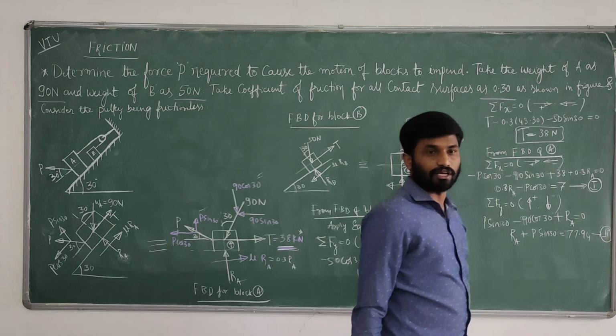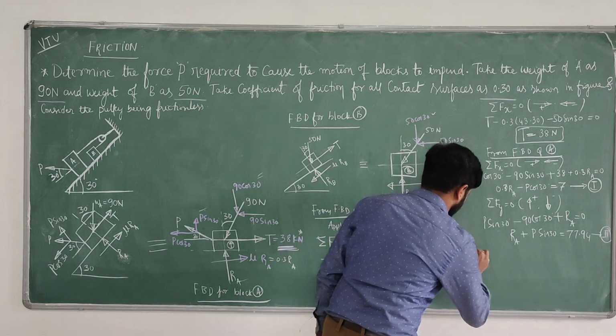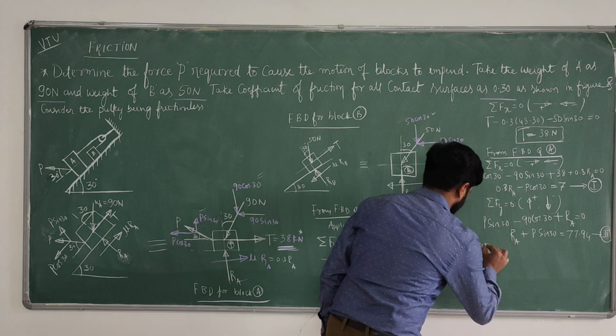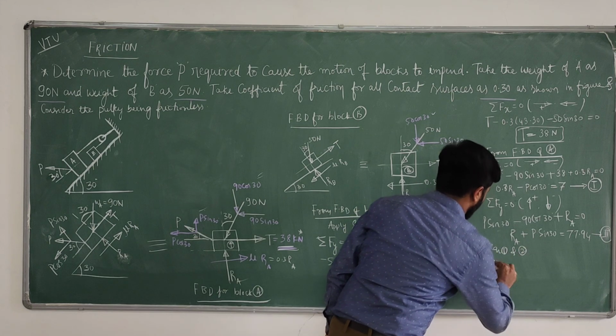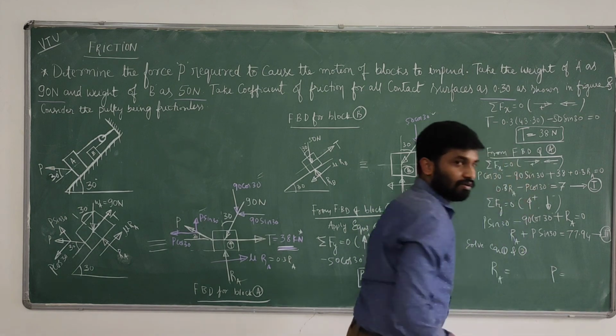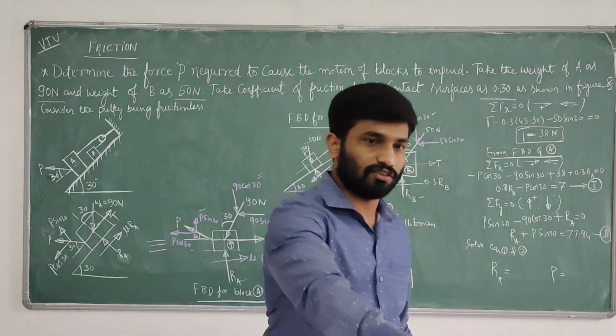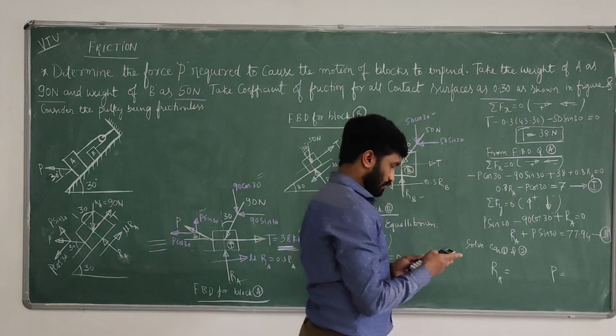Now we are getting two simultaneous equations. Solve equations 1 and 2. We are getting the RA value as well as the P value. So please solve the simultaneous equations with the calculator.